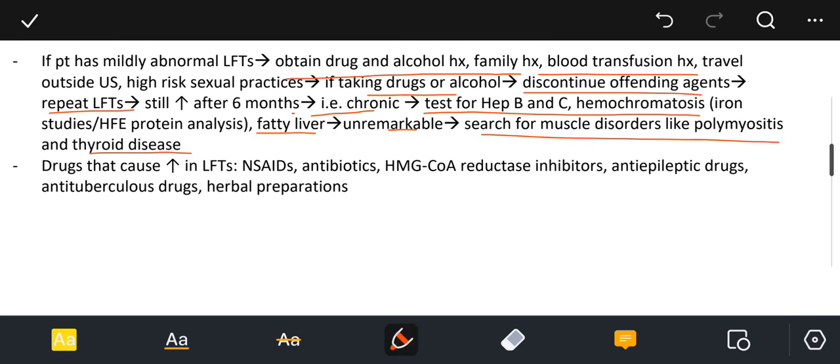Drugs that increase the LFTs: NSAIDs, antibiotics, HMG-CoA reductase inhibitors, anti-epileptic drugs, anti-tuberculous drugs, and herbal preparations.